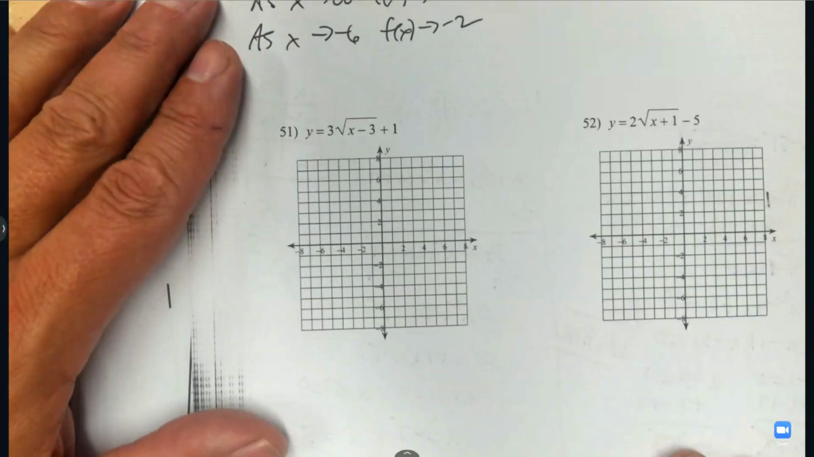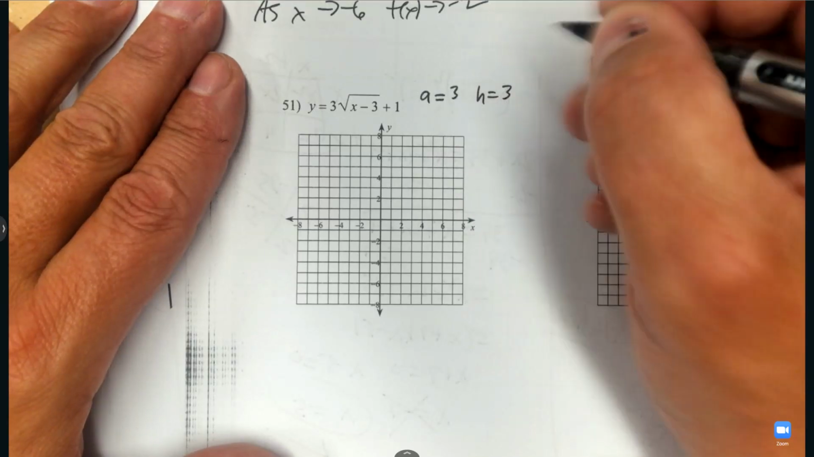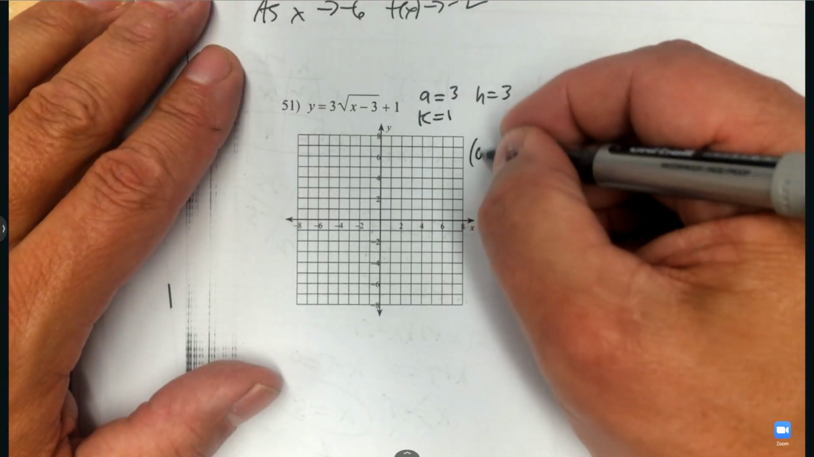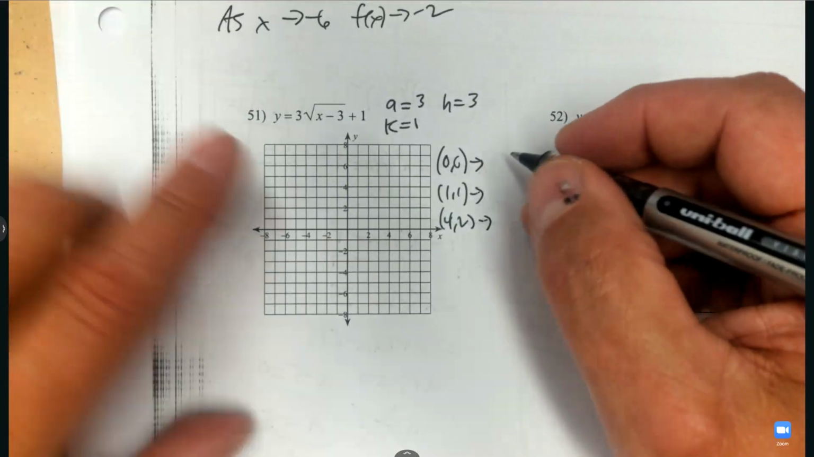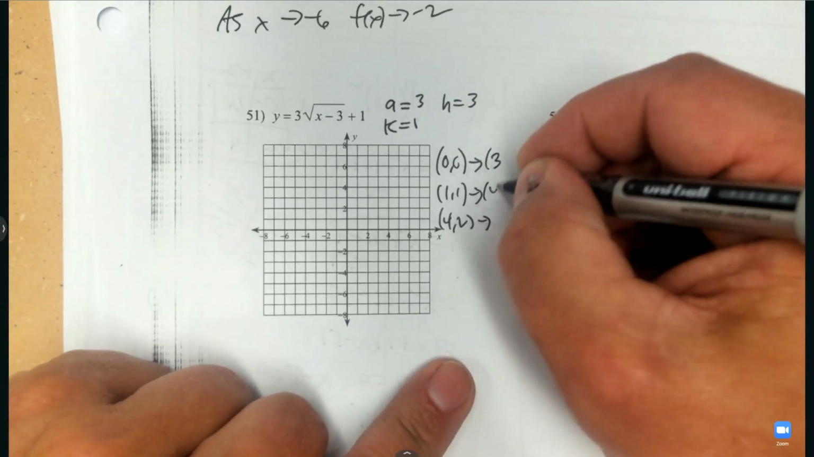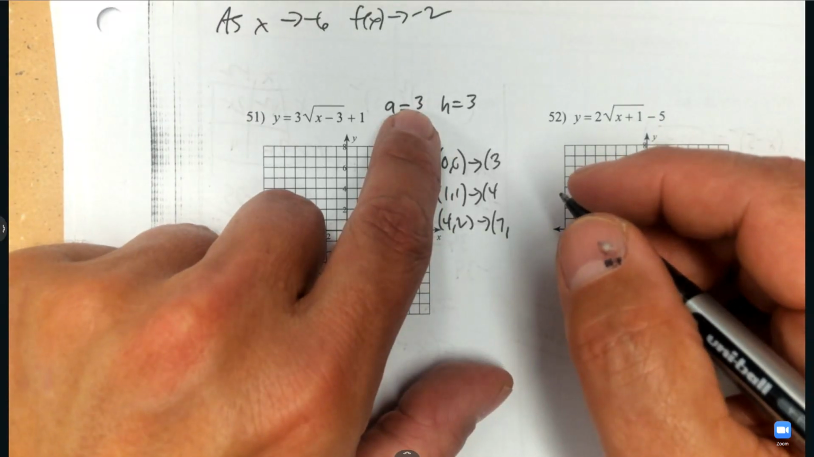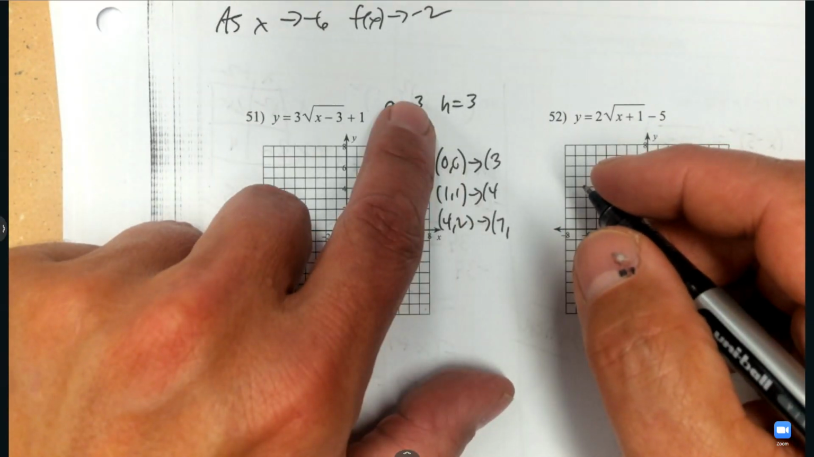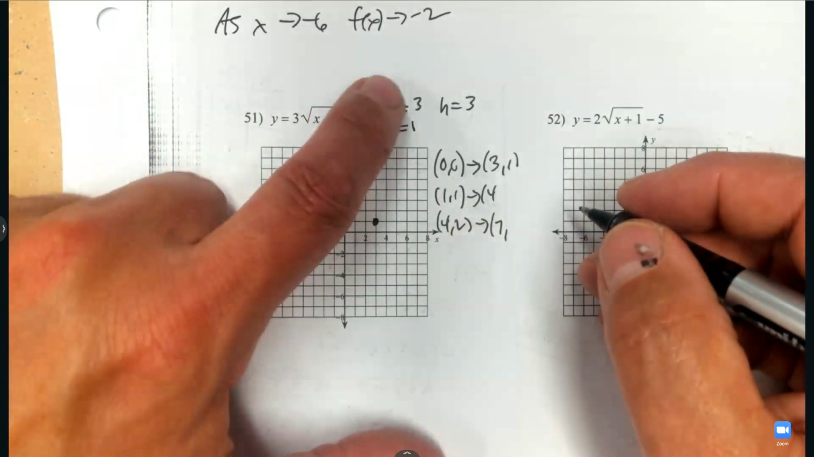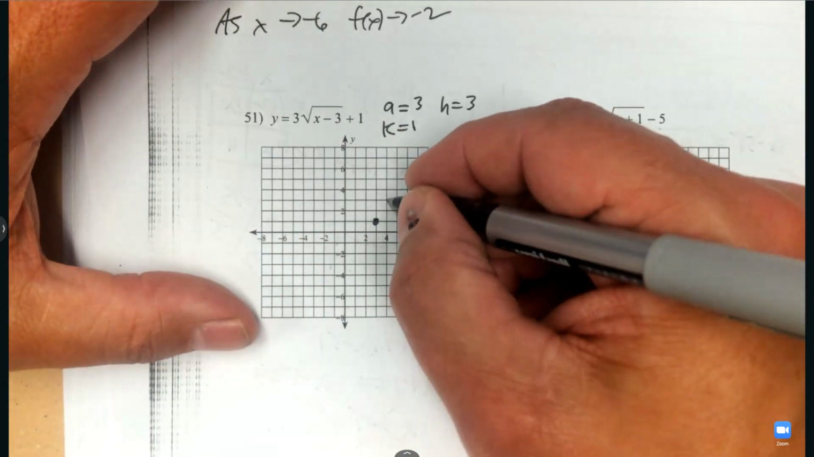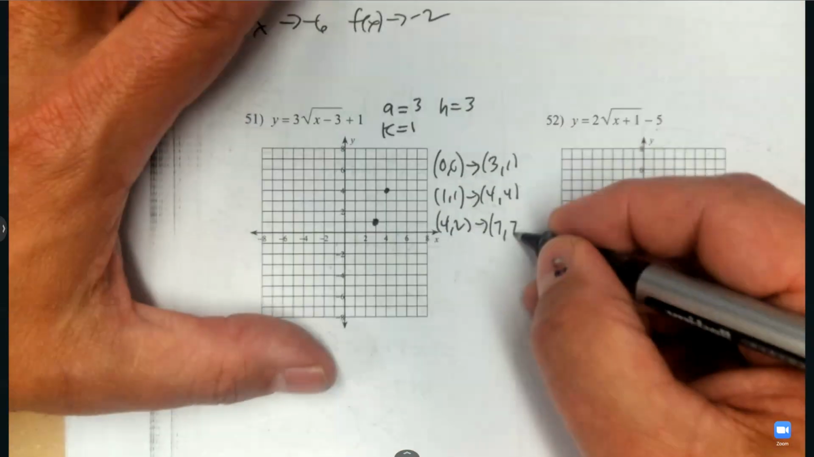All right, 51, we're going to graph it. You should try it first. So these are the points I'm going to change. I'm going to add 3 to every x. That's where those numbers come from. I'm adding 3. And then I'm going to multiply times 3 and add 1. So 0 times 3 is 0. Add 1. So you can put that on your graph. 1 times 3 is 3. Add 1 is 4. And then 2 times 3 is 6. Plus 1 is 7.